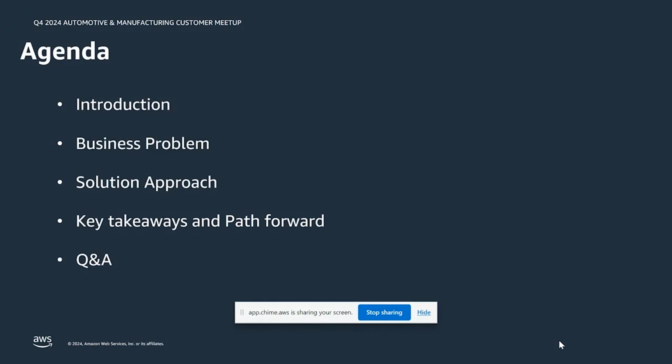So this is our agenda. First, we walk through GE Aerospace as a company, what we are doing, and then our business problem, and then what solution approach we took to solve the problem, and some of the key takeaways and the path forward, followed by Q&A. So this is our plan for today. With this, I'll give it to Shweta to present GE Aerospace as a company.